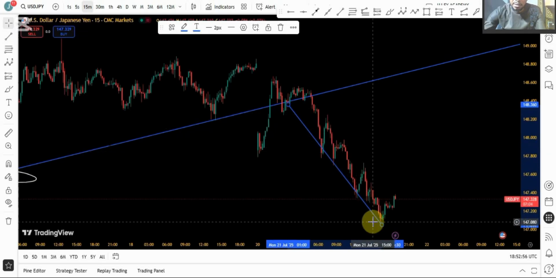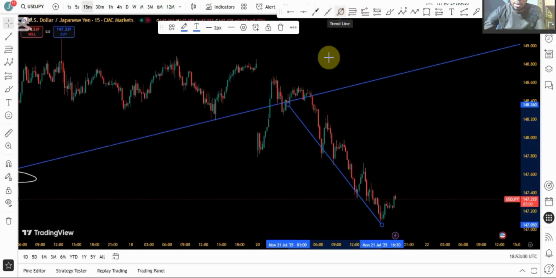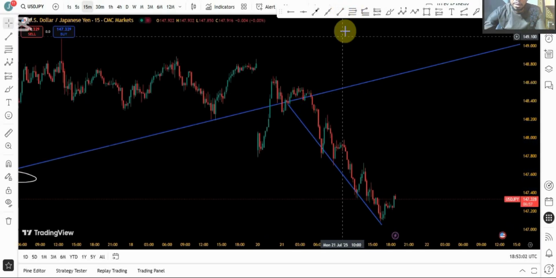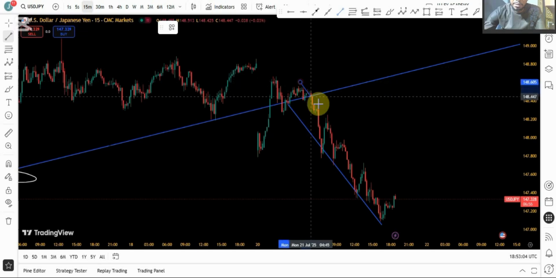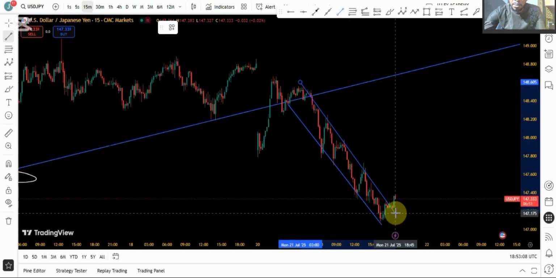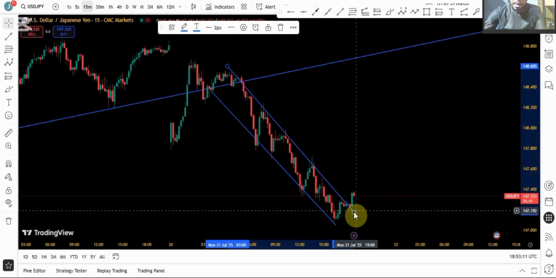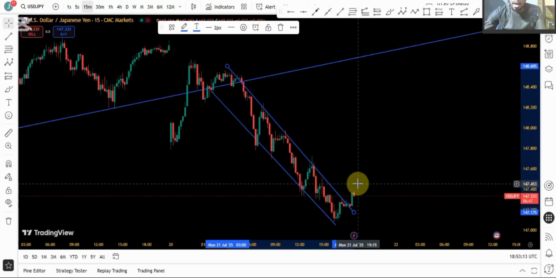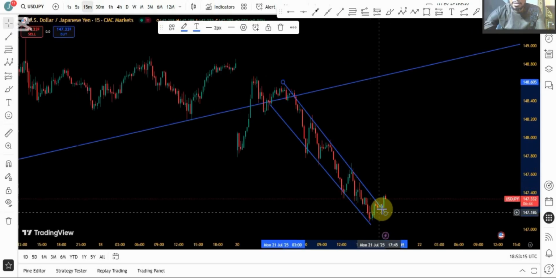You don't need to force it. So you can double it. You can actually double it. You can draw another trend line here. Then you watch the market. So the market has actually broken above that trend line.